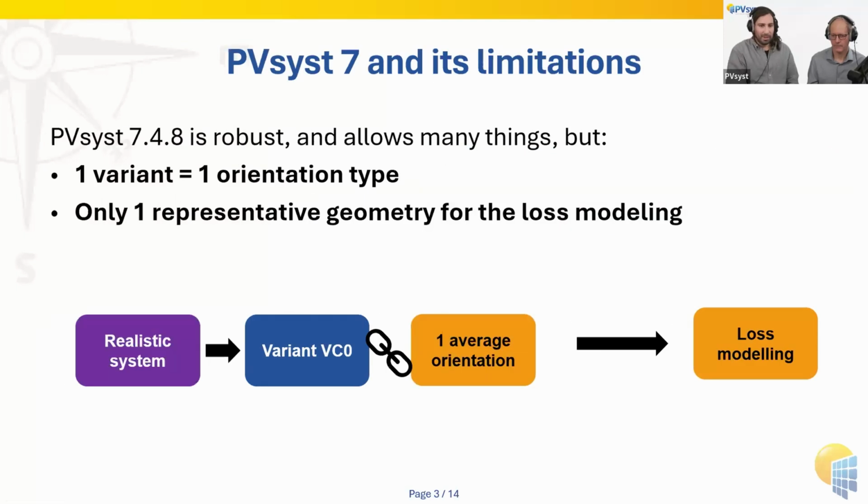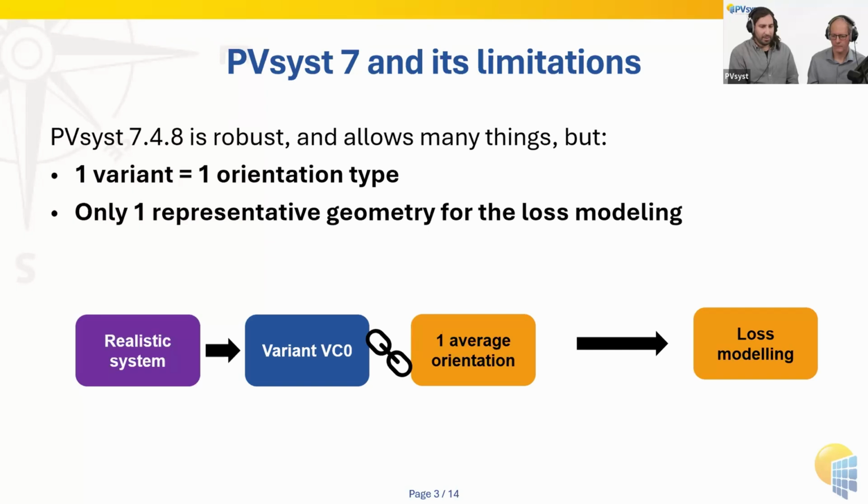So let me first give an overview of the situation we were at in PVsystCLI 7. PVsystCLI 7, especially 7.4.8, was very robust and allowed to do many things. Generally speaking, it's a version that works very well, but it had one main limitation: we were limited to only one orientation type per variant. And this could be problematic in 2 ways.